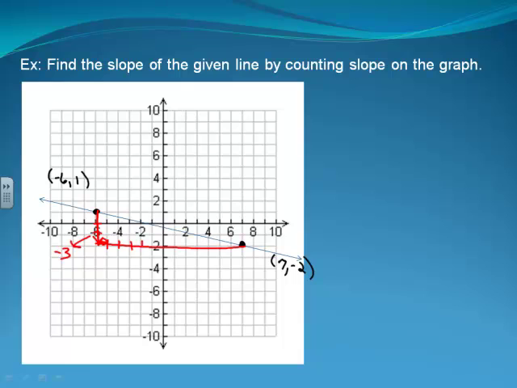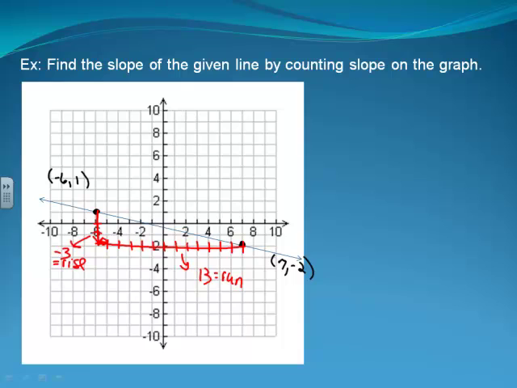1, 2, 3, 4, 5, 6, 7, 8, 9, 10, 11, 12, 13. So I moved right 13. Right 13 is a positive 13. Left-right movement is your run. Up-down movement is your rise.